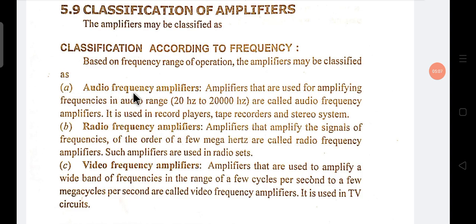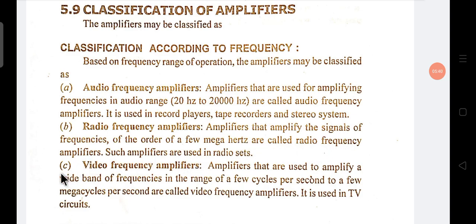The audio frequency amplifier is used in a record player, tape recorder and stereo system. Then the radio frequency amplifier is the amplifier that amplifies signals of frequency of the order of a few megahertz. This is called radio frequency, a high frequency signal. So the amplifier in the range of a few megahertz is called a radio frequency amplifier.